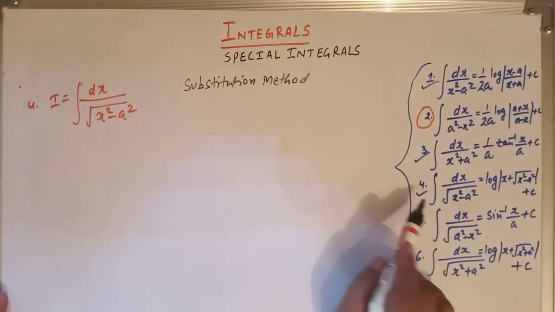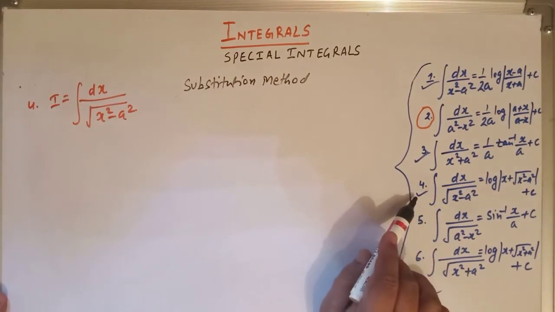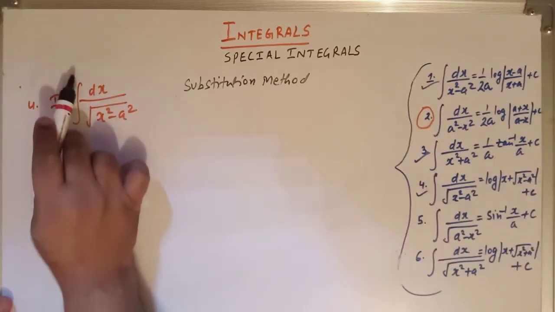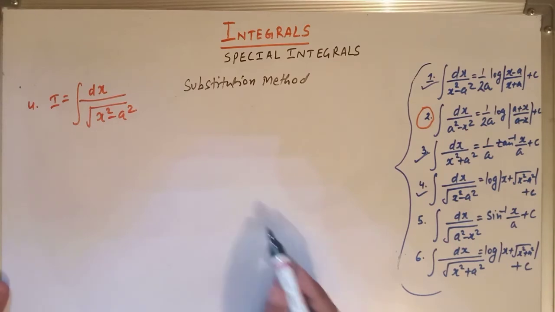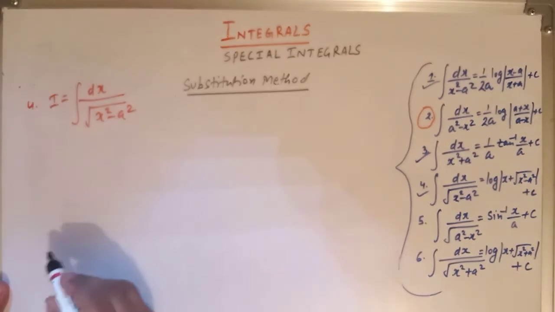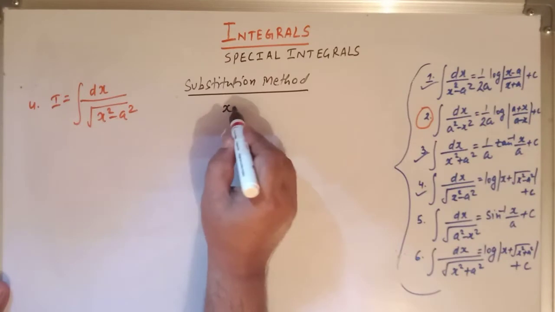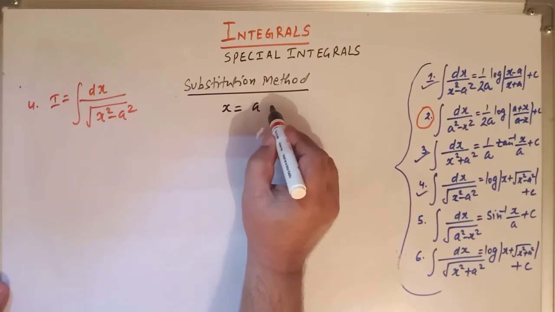So this is the required formula for 1 over x square plus a square. Clear? Now viewers, let us come to the fourth integral. Here we have I is equal to integral dx divided by x square minus a square. Here also we will make use of substitution method, and here we will substitute x is equal to a.